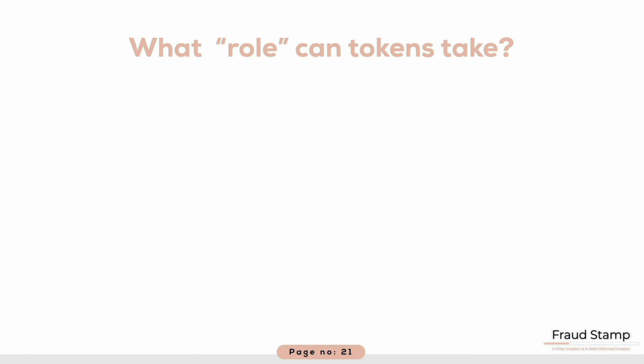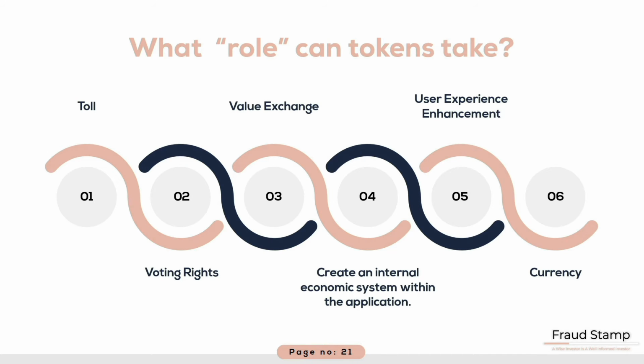So, what are these roles that the tokens can take? They can act as a toll. A token can act as a gateway to the DApp. Basically, in order to access the DApp, you will need to hold the tokens. They can confer voting rights. The tokens may also qualify the holders to have certain voting rights. They can provide value exchange. This is one of the more common roles of tokens within the ecosystem. Tokens can help create an internal economic system within the application.